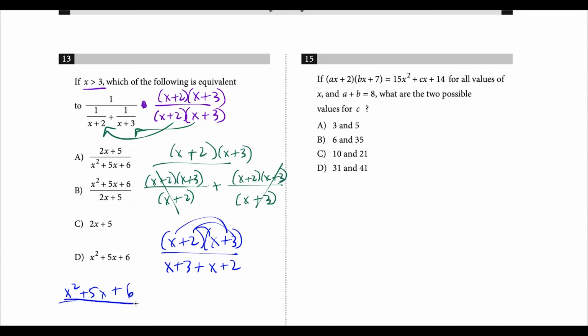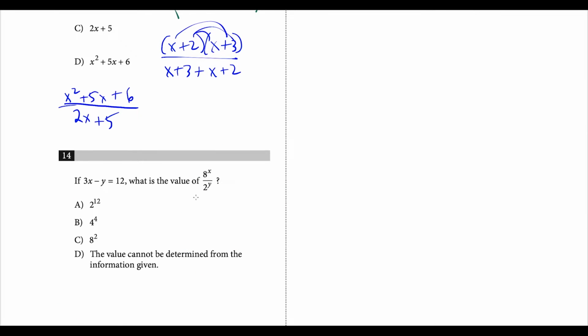Over, and now what we have is x plus x is 2x. 3 plus 2 is 5. So this is looking like choice B. Question 14 is a nice little bit of algebra here. So we're given 3x minus y equals 12. What is the value of this expression here?